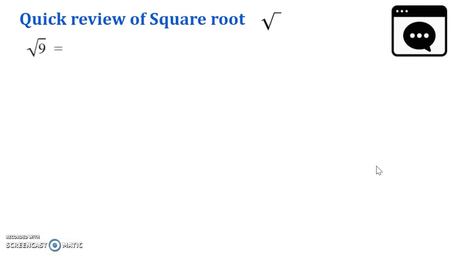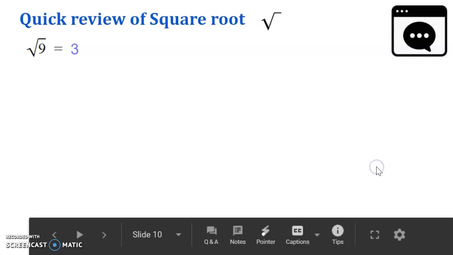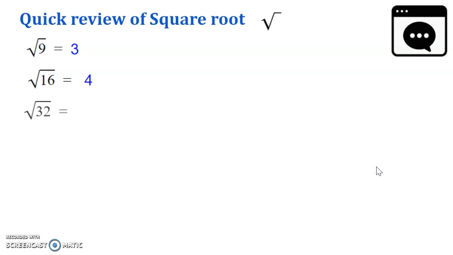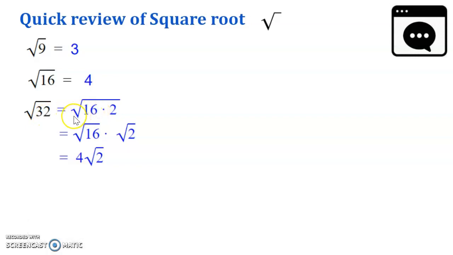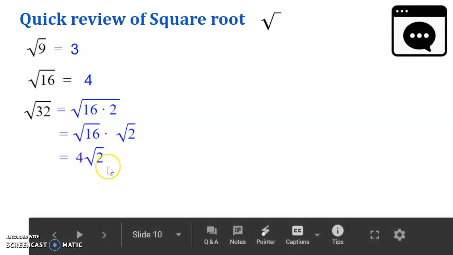Okay, what is square root of 9? Hopefully you're going to tell me that it is 3. What is square root of 16? Same way, 4. Okay, what is square root of 32? Well, 32 is not a perfect square, so the only thing I can do is simplify it. Square root of 32 is the same as square root of 16 times 2. I'm breaking it up as 16 and 2 because 16 is a perfect square. So square root of 16 times square root of 2. Square root of 16 is 4. 4 times root 2 is the same as 4 root 2.